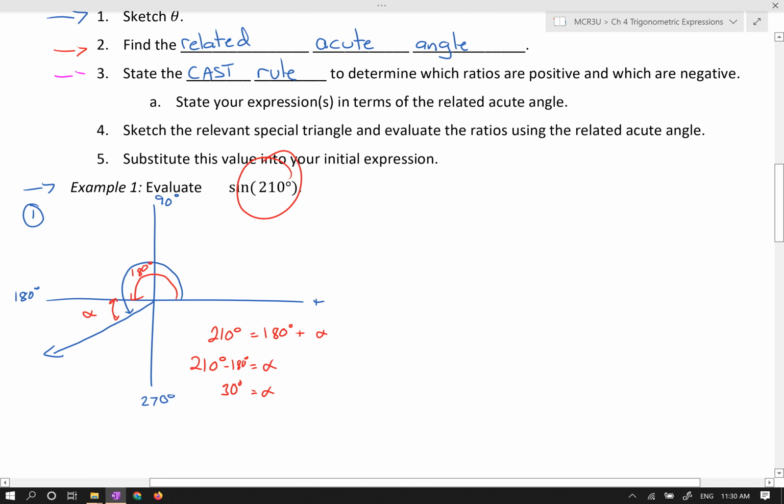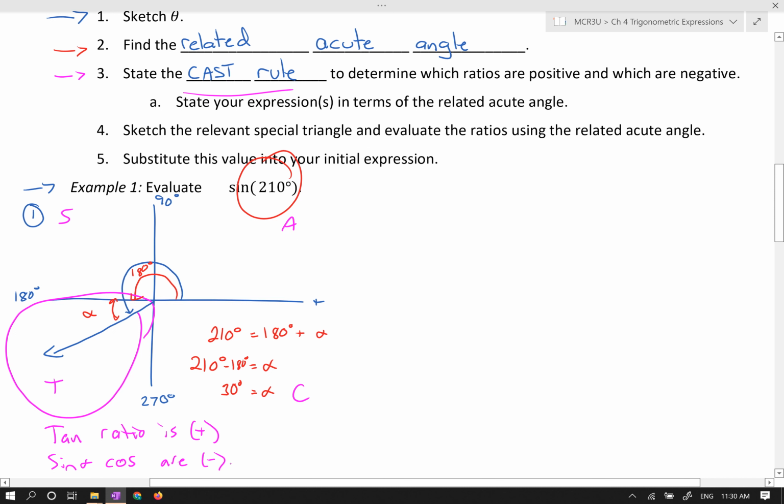Step 3, we're going to work with our CAST rule. If we're stating our CAST rule, then we're saying: cosine, all, sine, and tangent. Those are the ratios that are positive in each of these quadrants. And what that means is if we're working with a terminal arm in quadrant 3, my tan ratio is positive. And what that means is that my sine and my cosine ratios are negative.